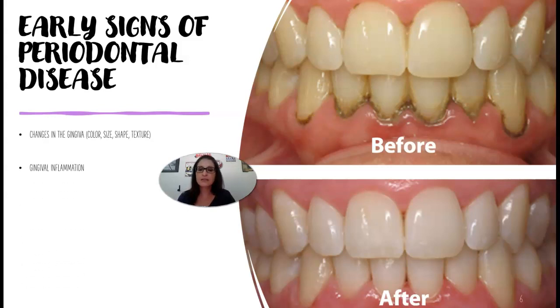Next is inflammation, and inflammation, as you remember, is the body's natural defense to try to fight an infection off, and it results in swelling, redness, possibly some pain. As we can clearly see on tooth number 25 right here, there's a lot of redness, puffiness, swelling going on, so that is an indication of periodontal disease.